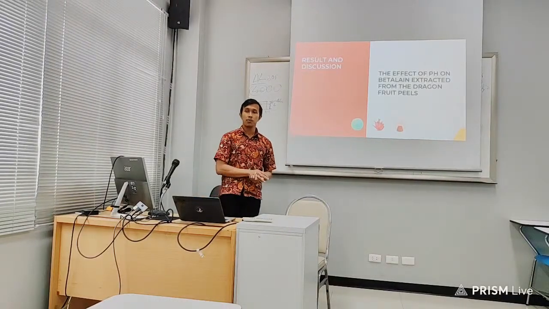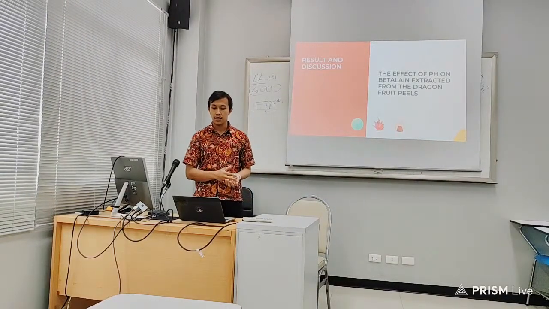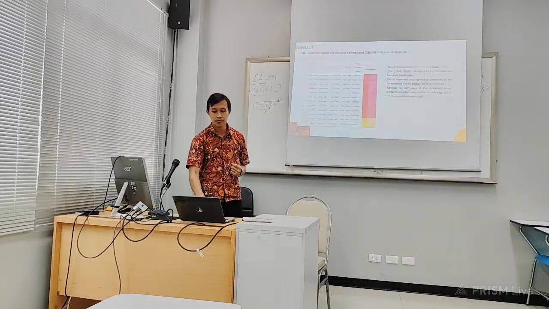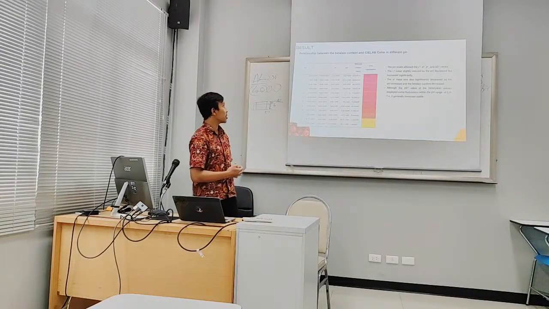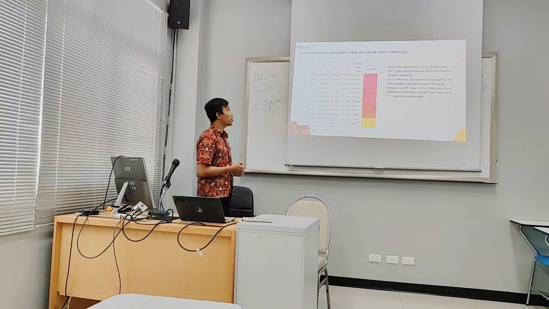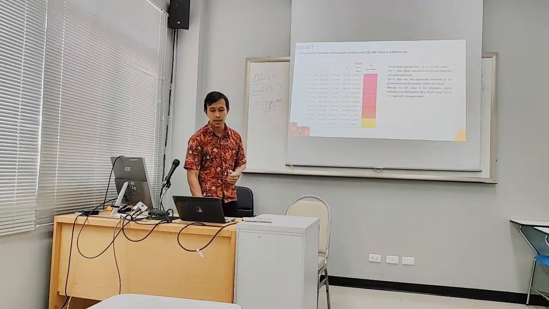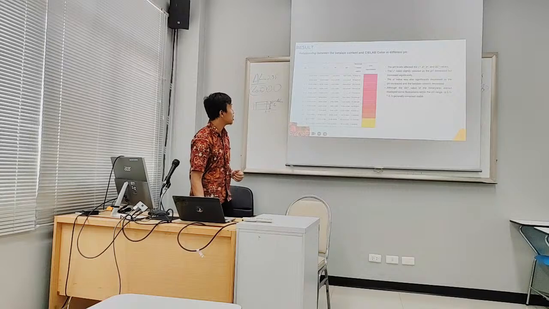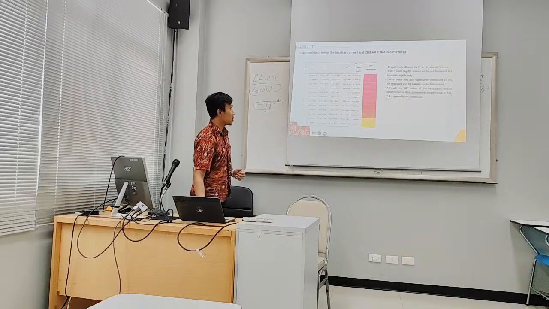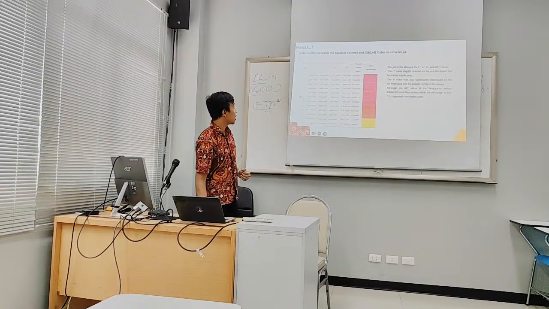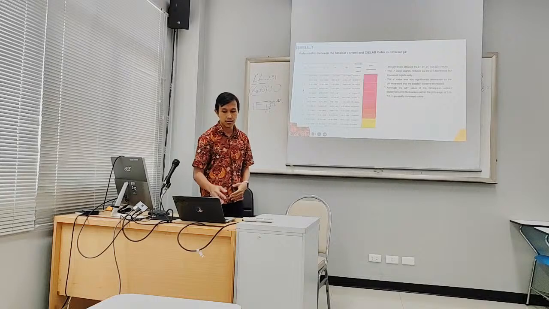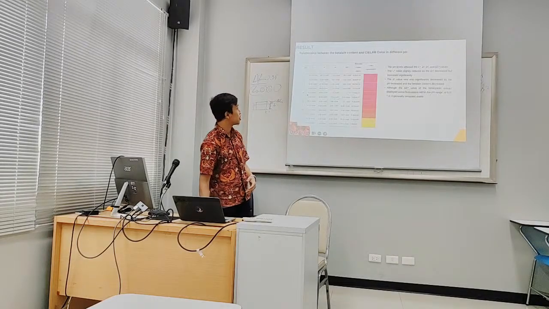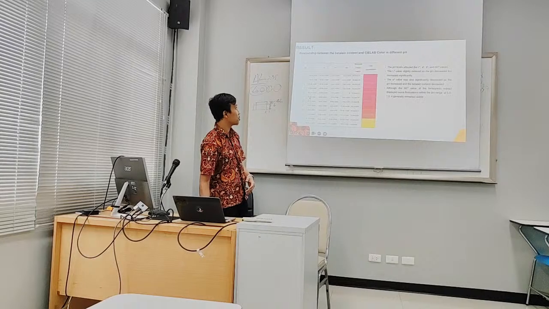After I got the optimum condition, we analyzed the effect of pH on the betalain extracted from the fruit. So this is the relationship between the betalain content and the color of betalain at different pH. This is the color representative of the optimum condition of betalain, 70%, and it also shows that the optimum condition is around 5 to 6. So 5 to 6 is the optimum condition.